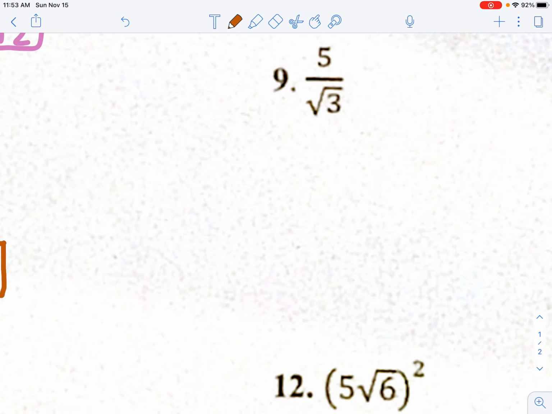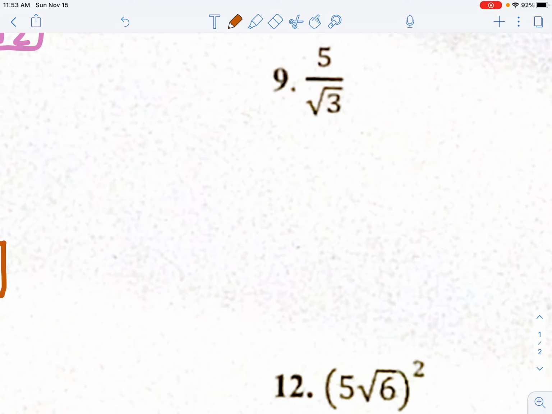What we have here is a fraction. So you notice it's got 5 over radical 3. Now, as a math teacher, the radical in the bottom, we don't like. It's like nails on a chalkboard. We don't like that. So what we're going to do is rationalize the denominator. What that means is your goal is you want the denominator, that bottom part of that fraction, not to have any radicals. You just want a plain number.